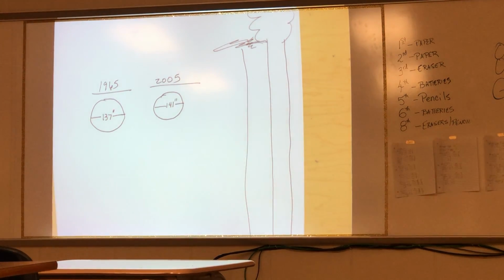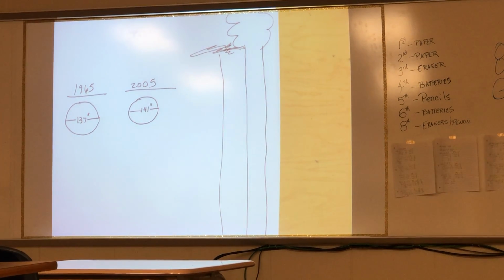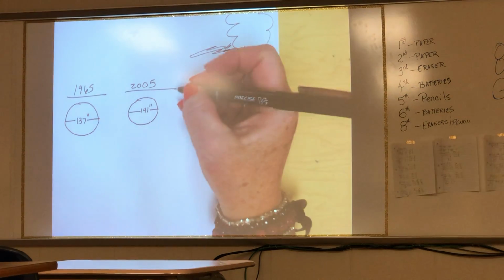Here's what the directions say. Use the diagram which illustrates the growth of a giant sequoia to find the average rate of change. Rate of change. What am I talking about? Speed. Rate of change. Time. Rate of change. Slope.